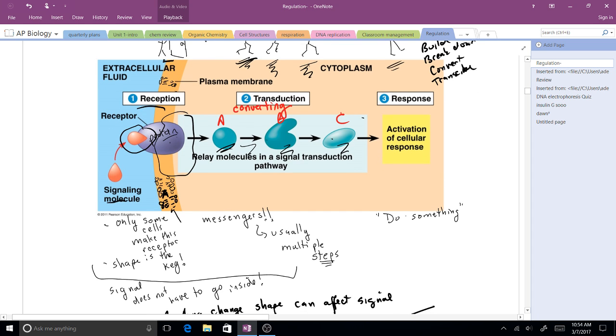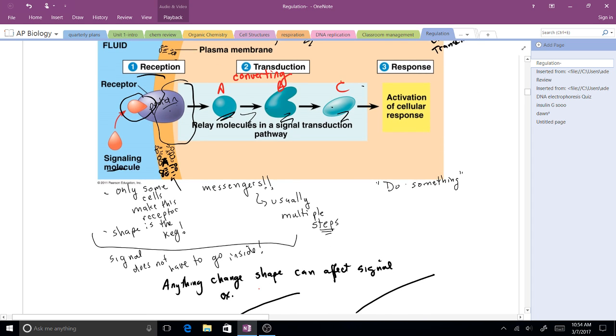So let's look at some of the implications here. Only some cells make the receptor to the signaling molecule, so only some cells respond to the signal. That's really key to the whole endocrine system, the signaling pathways.